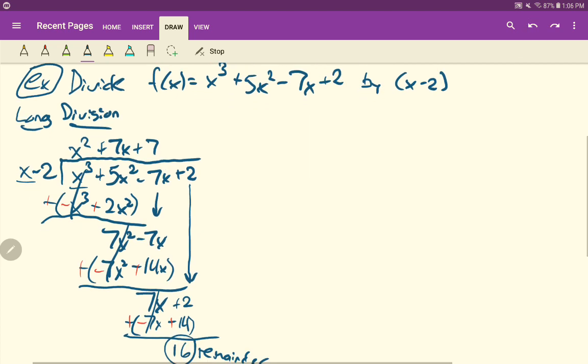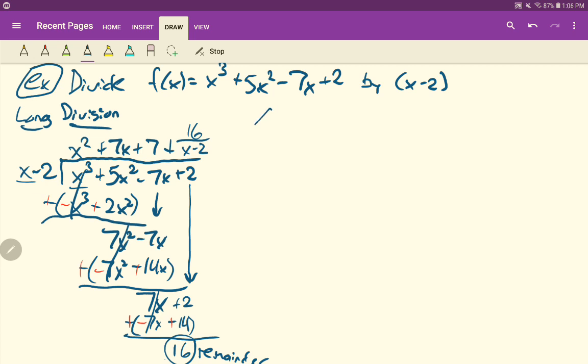Okay, so what do we do with the remainder? Well, you can put like remainder 16, but that's not super helpful. What we're going to do instead is we'll just add the remainder on. We'll add the 16 over the x minus 2, since that part still has to be divided. The 16 down here still has to be divided by the x minus 2. Okay, and so there's our final answer.